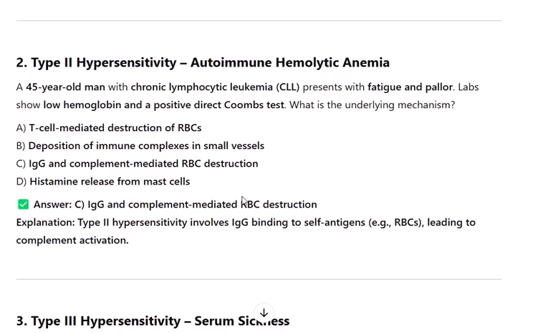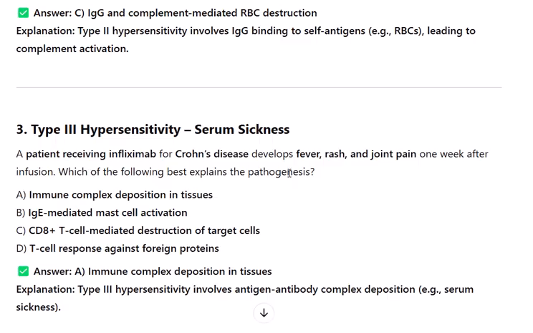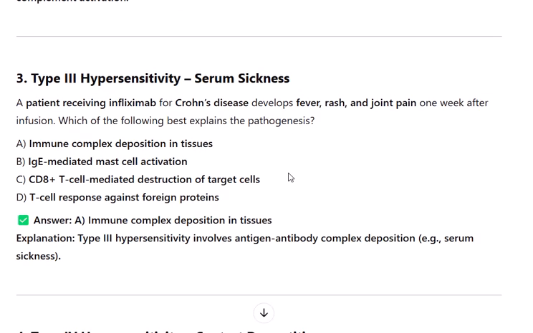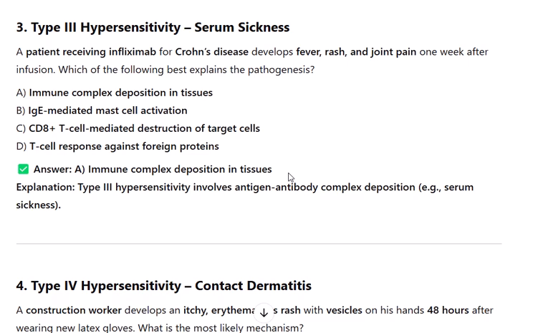3. Type 3 hypersensitivity, serum sickness. A patient receiving infliximab for Crohn's disease develops fever, rash, and joint pain 1 week after infusion. Which of the following best explains the pathogenesis? A. Immune complex deposition in tissues. B. IgE-mediated mast cell activation. C. CD8 plus T-cell-mediated destruction of target cells. D. T-cell response against foreign proteins. Answer: A. Immune complex deposition in tissues. Explanation: Type 3 hypersensitivity involves antigen-antibody complex deposition, e.g.